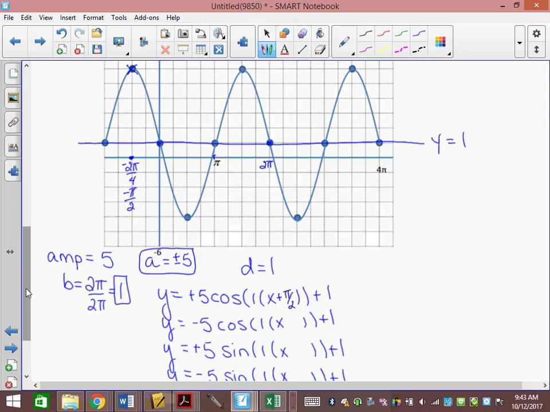The closest min is positive pi over 2. So we move to the right pi over 2. So we're going to put minus pi over 2. Not hard, right? Not too bad. Seems overwhelming at first, but it really isn't that bad. Okay? So I'm going to give you a whole bunch of questions to work on. Yay!